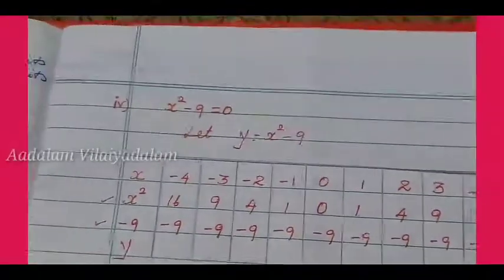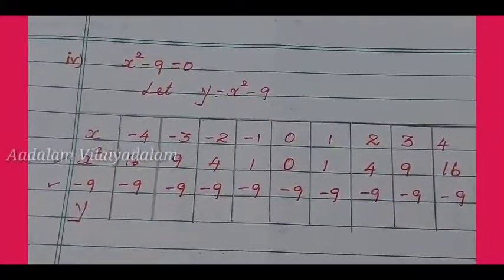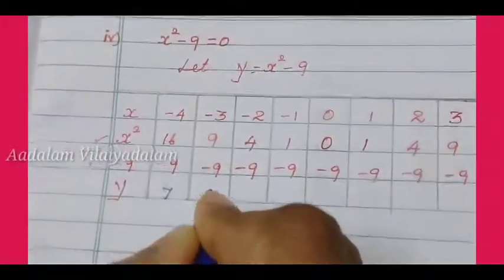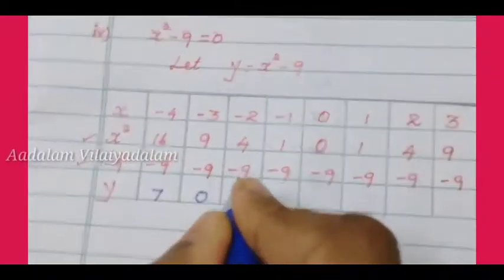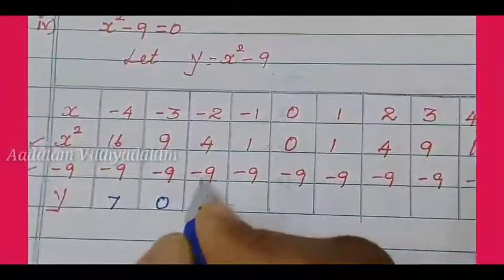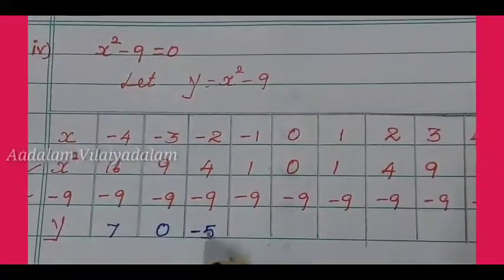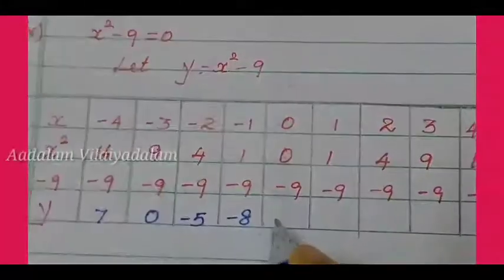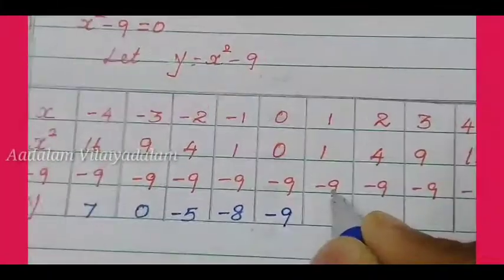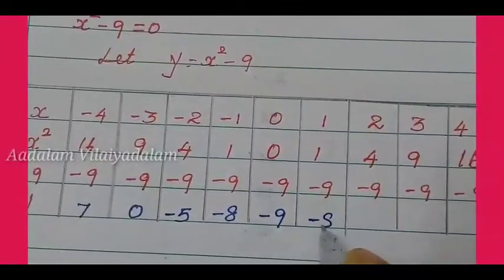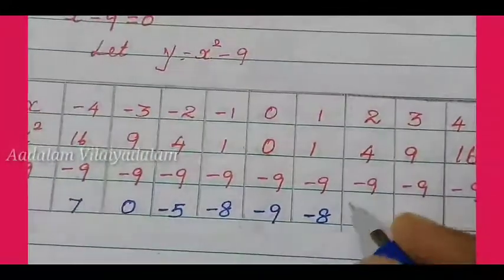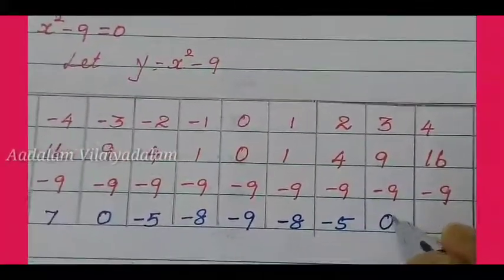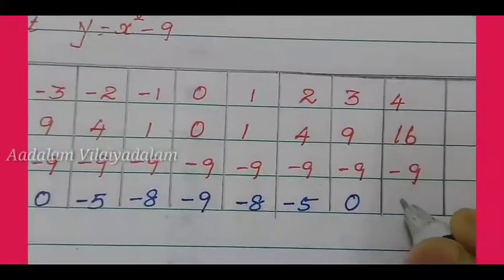So 16 minus 9, the answer is 7. 9 minus 9, 0. 4 minus 9, here we have to subtract, so take the bigger number's sign, minus 5. Minus 9 plus 1, the answer is minus 8. 0 minus 9, minus 9. Minus 9 plus 1, minus 8. Minus 9 plus 4, minus 5. Minus 9 plus 9, 0. 16 minus 9, the answer is 7.